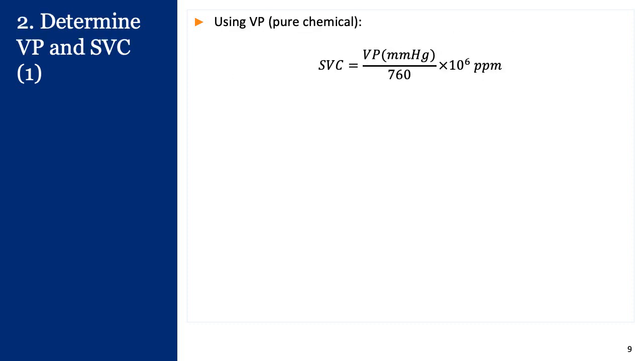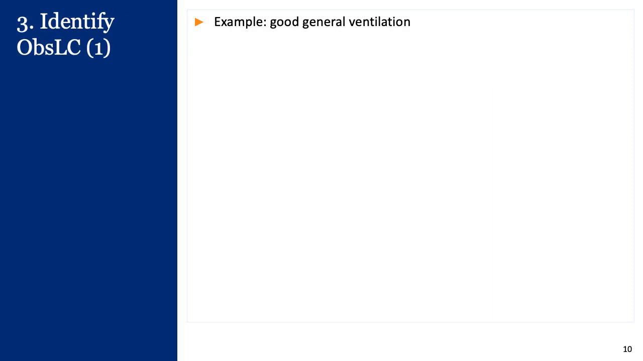The second step is to determine the vapor pressure and saturated vapor concentration. If we know the vapor pressure of the pure chemical, we can calculate the saturated vapor concentration using this familiar formula. The saturated vapor concentration is equal to the vapor pressure in millimeters of mercury divided by 760 times a million, and it'll have units of parts per million. Then we use our professional judgment and identify the observed level of control. Let's say that in a particular scenario, we have good general ventilation.